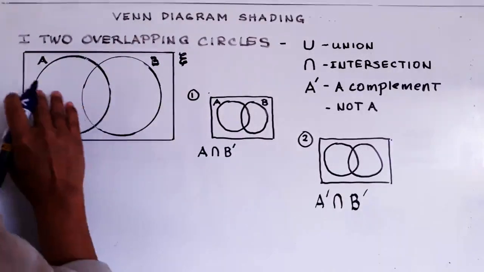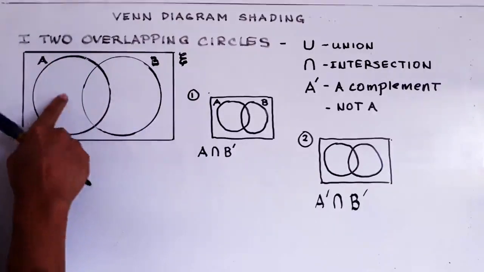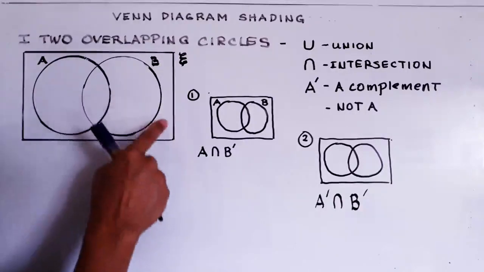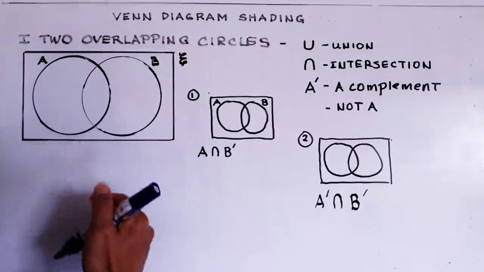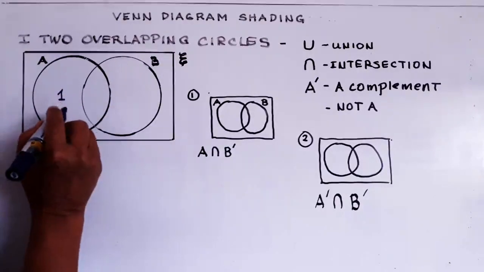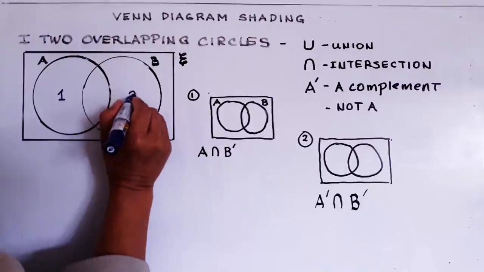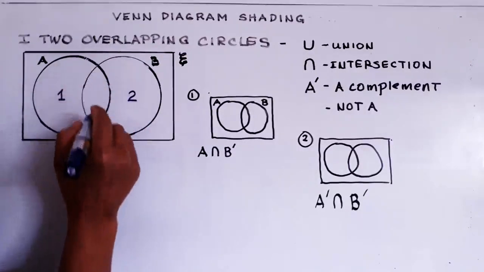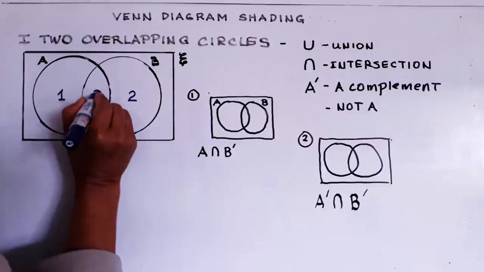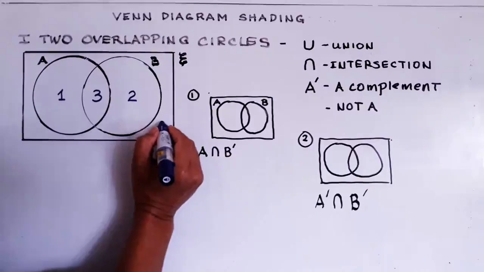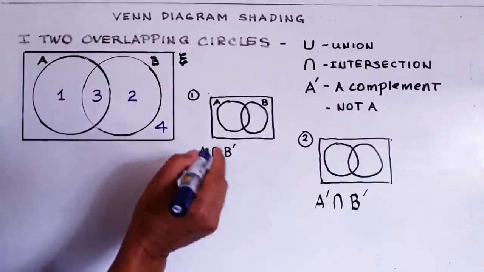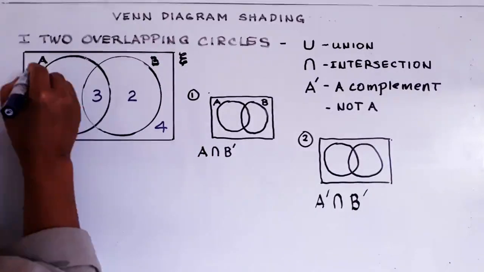Okay, first we name all the regions. How many regions do we have here? 1, 2, 3, and the outside is also included, 4. So let us name this one. Set A is 1, set B is 2, this portion only, this one is 1, and 3 is the intersection, and the fourth one is the set of all elements that is not in A or in B.